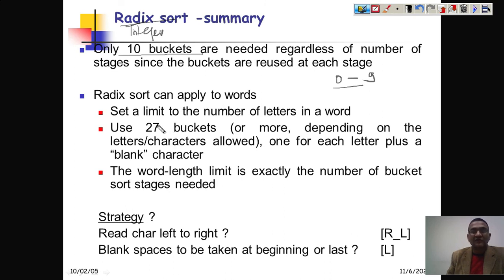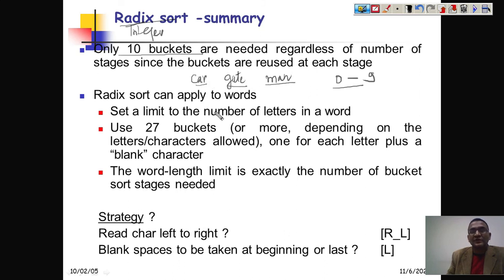Now why are we using this space or blank character? Because when we have to sort two words of different lengths, for example this is car and this is, let's say, gate, and then we have something, let's say, man. So here you can see these words are of 3 characters, 4 characters and 3 characters.